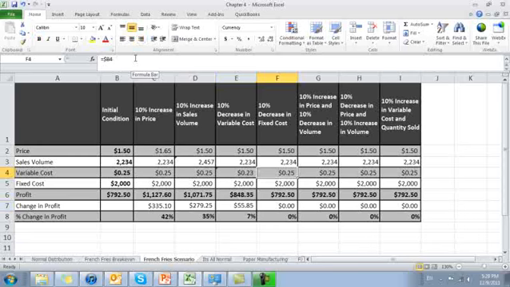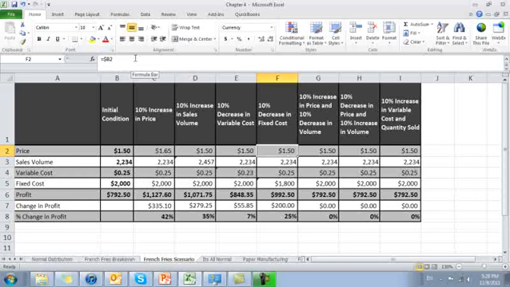Decrease fixed cost by 10%. Here's my fixed cost. I'm going to multiply that by 1 less 10%, otherwise known as 0.9. So it'll be 10% less than what it was. There's my profit increase of 25%.